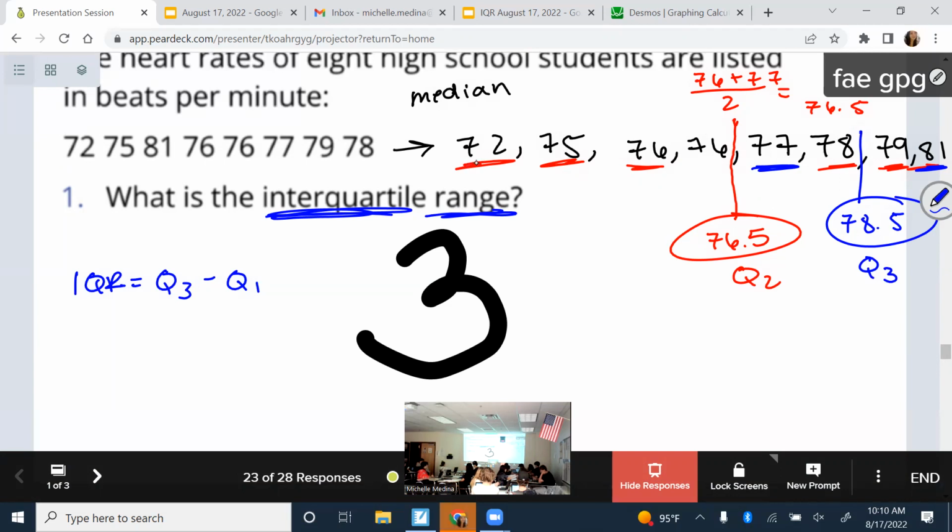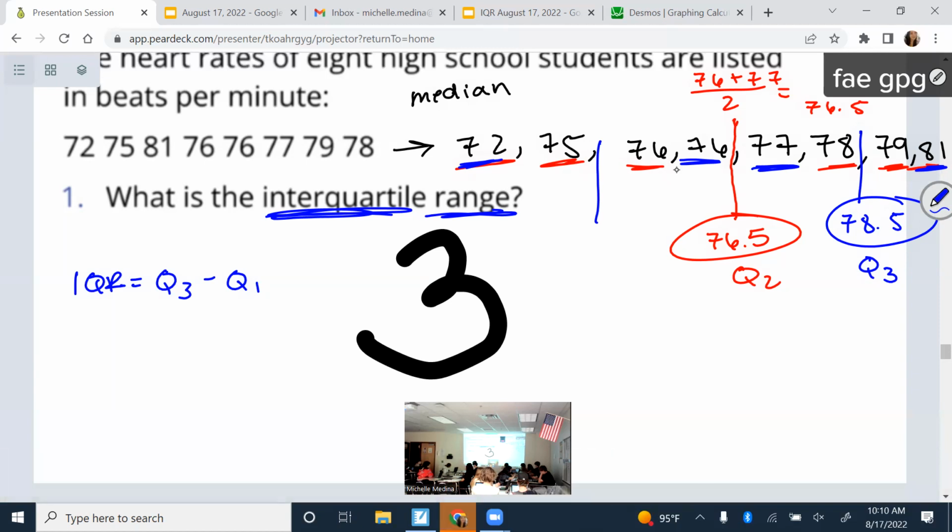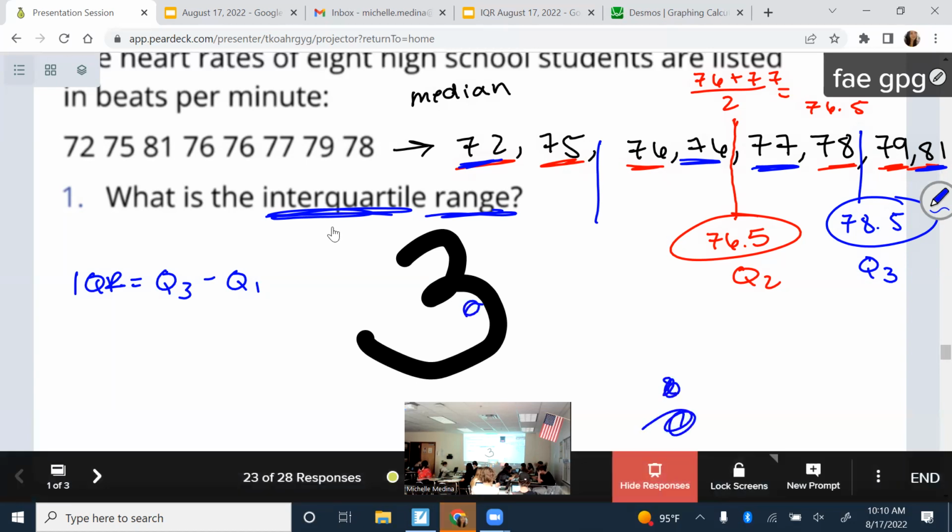And then the median of my lower half. So left, right, again, 2 numbers in the middle. What's the average of 75 and 76? 75.5. Sorry, I lost my thing. Sometimes it glitches. There we go. All right, 75.5 is my Q1.